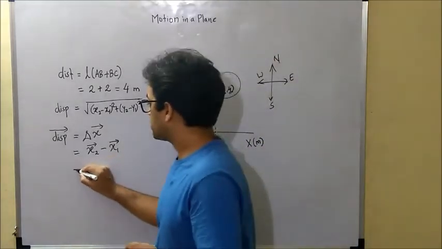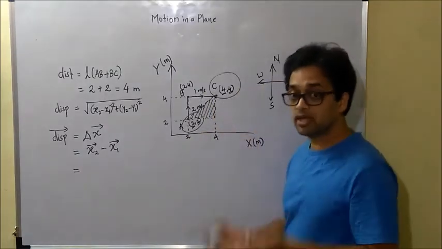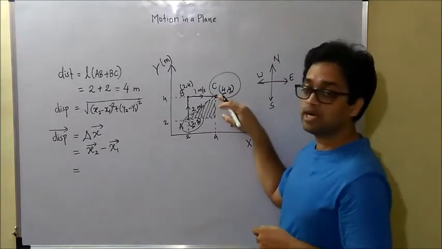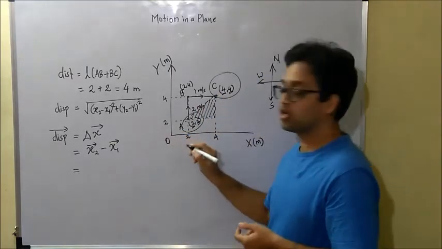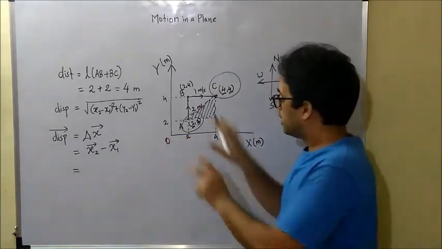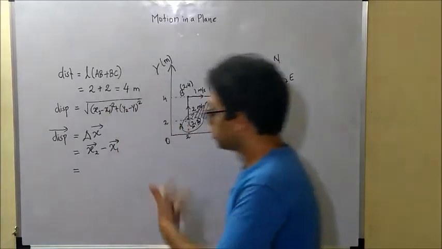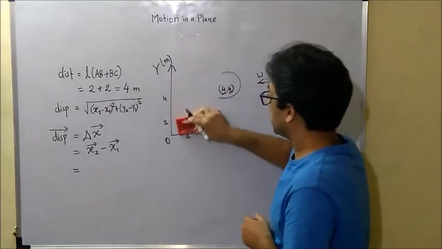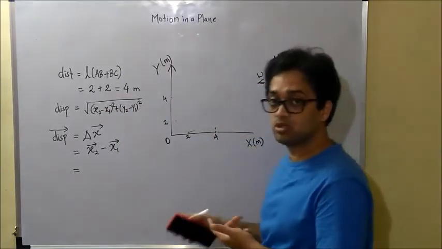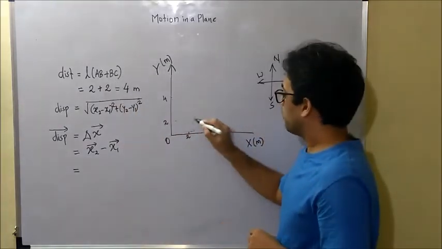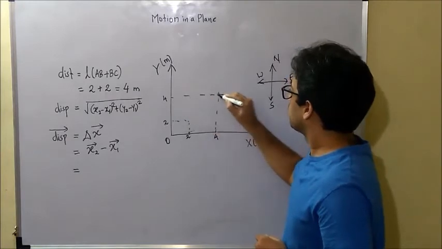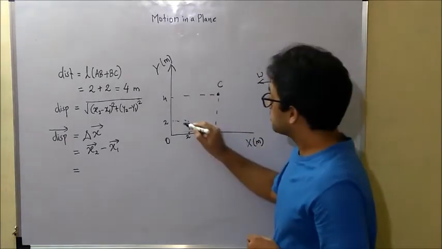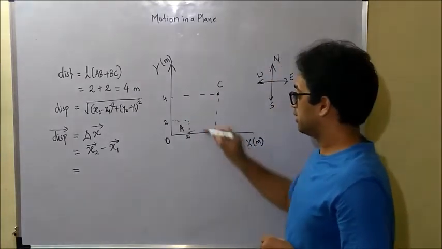Now how do I represent my final position vector? Where is your final position? It is at point C. Where is your origin? It is here, 0, 0. Okay, let me just clear this figure a bit so that you will understand the third way better. And since third way involves use of vectors, it is more important to learn how to use it. So this is your final position C. This is your initial position A.